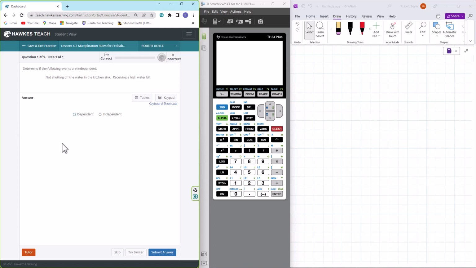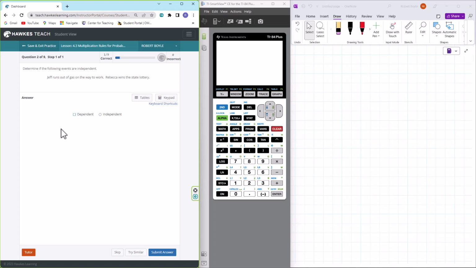The first one is, determine if the following events are independent. Not shutting off water in the kitchen sink and receiving a high water bill. They seem dependent to me. If the water runs, the water bill is going to be high, especially if you're in California where water happens to be precious. So this is dependent.